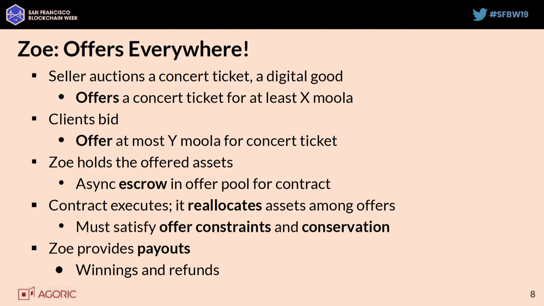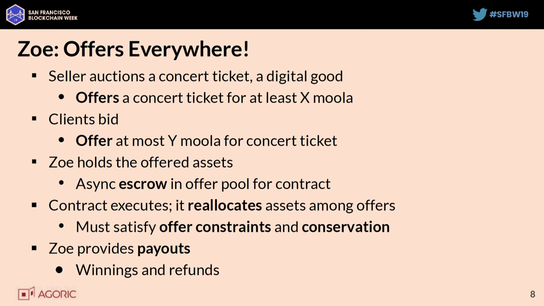So when those offers are made, the assets underlying it don't go to the smart contract itself. They go into an offer pool that Zoe is holding in escrow on behalf of the contract. So now, I, as a bidder, don't have to trust the contract with my assets. I'm handing them to Zoe. Zoe is holding on to them. And then the contract knows what offers are available. And when the contract executes, it then tells Zoe, okay, reallocate the provided assets. Reallocate the combination of monies from various bidders and tickets from various sellers into something that achieves my contract goal.